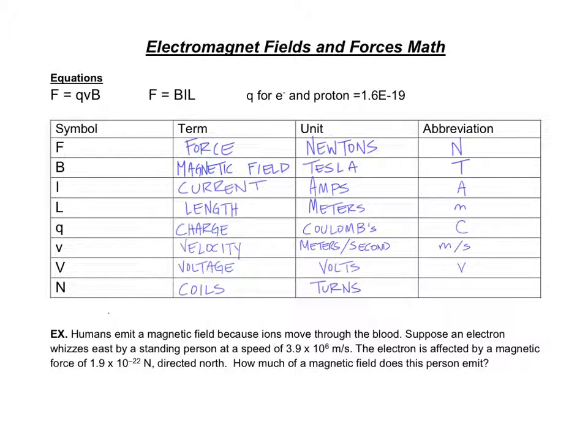And here you have some helpful info. The charge Q for an electron and a proton is 1.6 times 10 to the negative 19. That same value is true from our electrostatics unit.